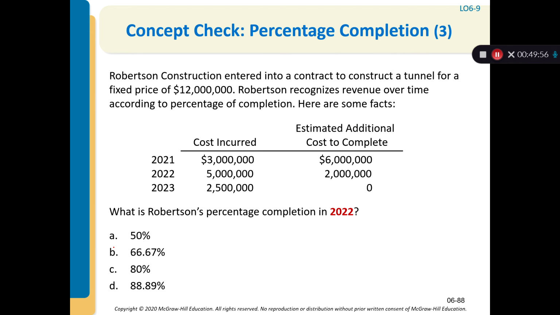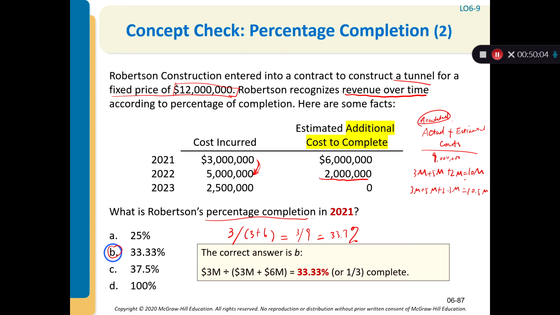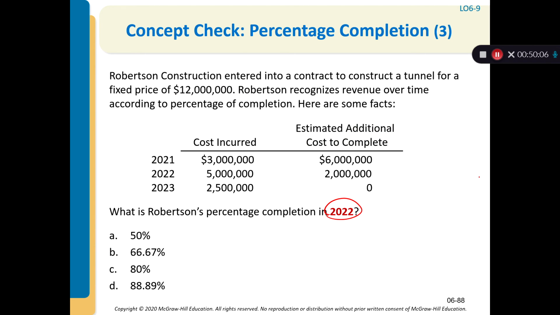Okay, so this one is that same thing. It says, how about the year 2's completion? Year 2's completion is, remember, we're calculating year 2's total estimation cost. It should be 3 plus 5 dividing 10, right? So it's going to be 80%.